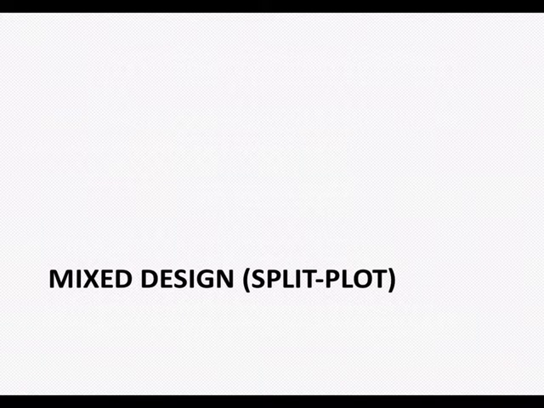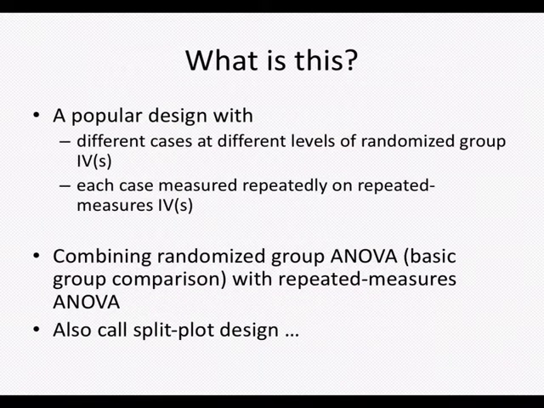kind of design. So in essence, this is a popular design that looks at experimental studies where we have two randomized groups and they're measured over time. And so it's a mix between two different types of IVs. So one IV is based on between groups, so there's different people in different groups. And then the other IV is based on within subjects, within cases, and it's measuring over time.